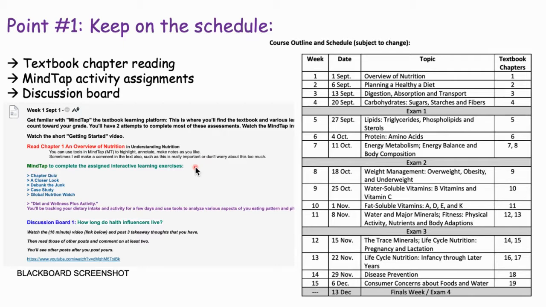So point one, keep on schedule. Textbook readings, MindTap activities and assignments, and discussion board, right? These are weekly activities. Fit them into your schedule and put in the time. Don't let things pile up.